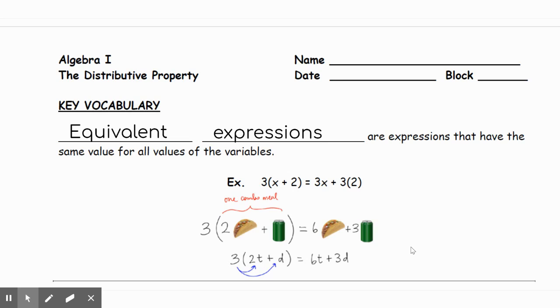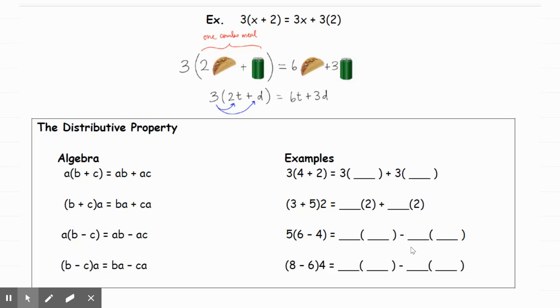Now, if you look at the example of the expression above the taco picture, you have 3 times the quantity of x plus 2. And what it's saying is that is the same thing as 3 times x plus 3 times 2. So what they really did here is the distributive property. Okay, so again, here's your example, here's your taco picture.